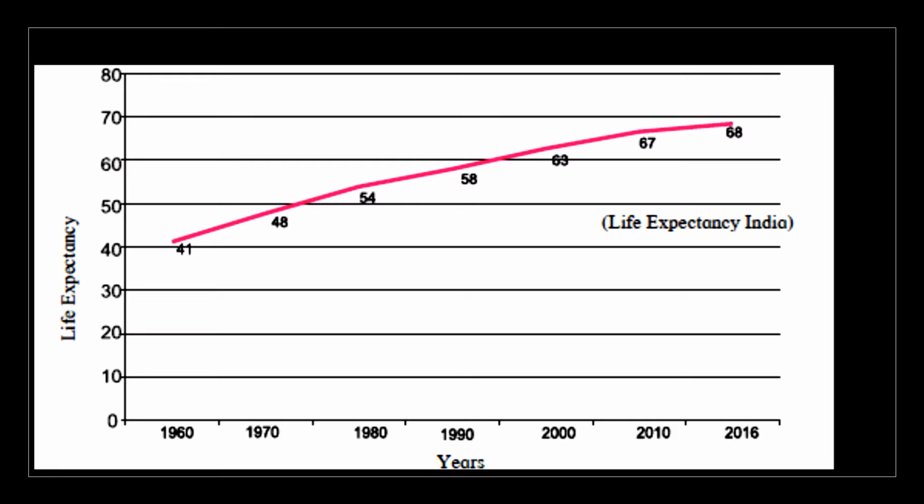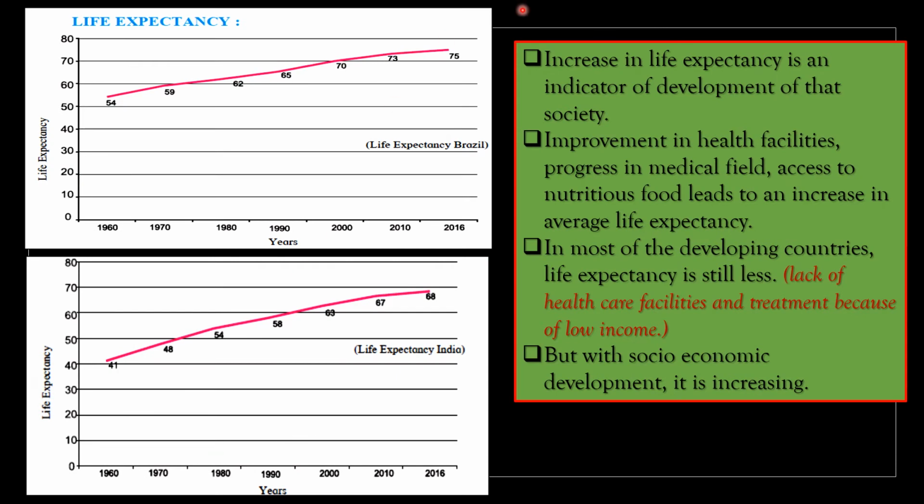Now, let us understand what does an increase in life expectancy indicate? If you see both the countries, these are the line graphs of both the countries, and in both the countries the line graph is increasing. That is, life expectancy is increasing in both the countries. Increase in life expectancy is an indicator of development of that society, because of newer technology and better medical facilities, improvement in health facilities, progress in medical field, access to nutritious foods, leads to an increase in the average life expectancy.